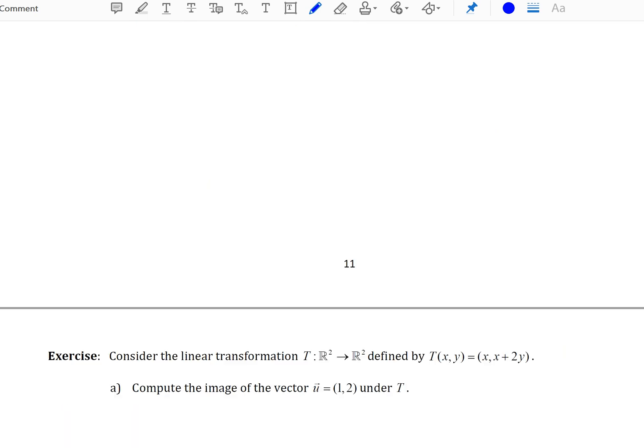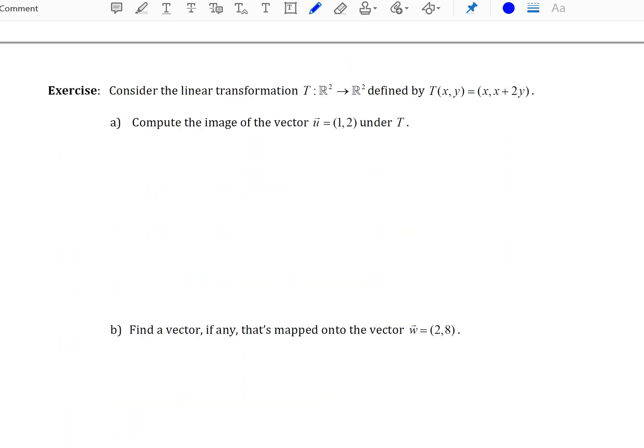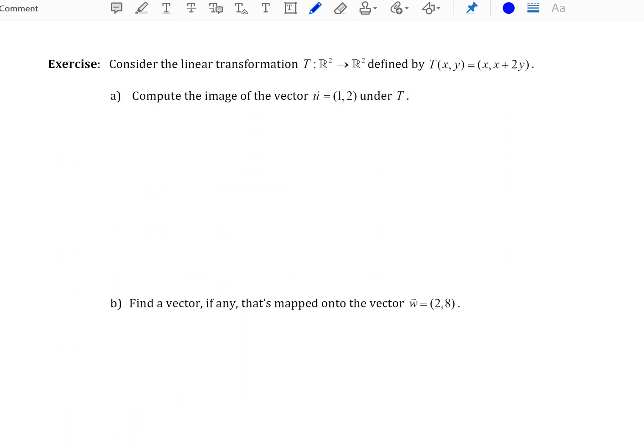Okay, let's look at one more example. Consider the transformation that maps R2 onto R2 defined by this function. Here we're asked just to compute the image of a vector under T. And then in part B of this question, we want to find a vector, if any, that gets mapped onto w. Let's start with part A.